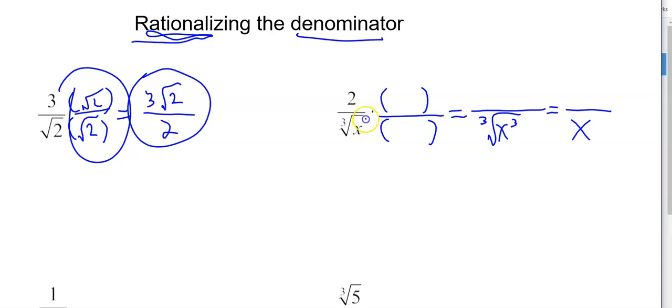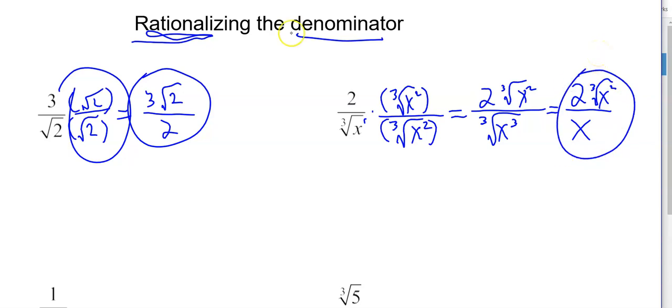Well, I have x to the first. I want x to the third inside of there, so I need to multiply by cube root of x to the second. So both top and bottom, you're going to multiply by cube root of x to the second. So you get 2 times cube root of x squared, 2 times cube root of x squared, all over x.